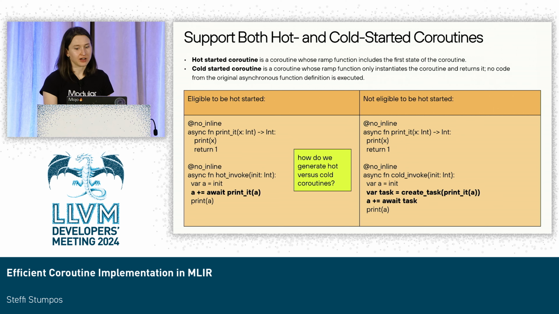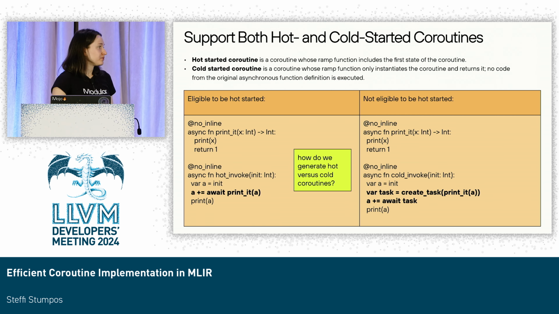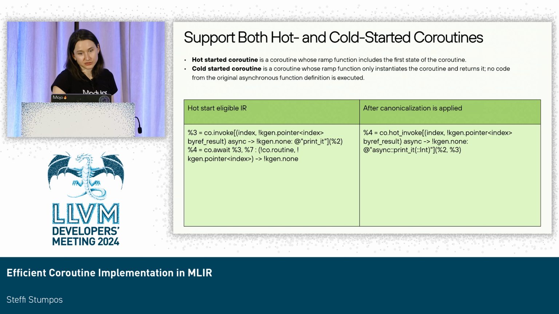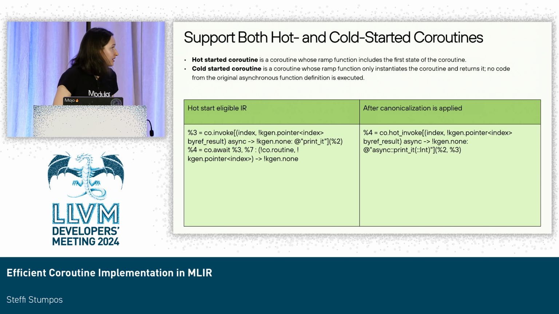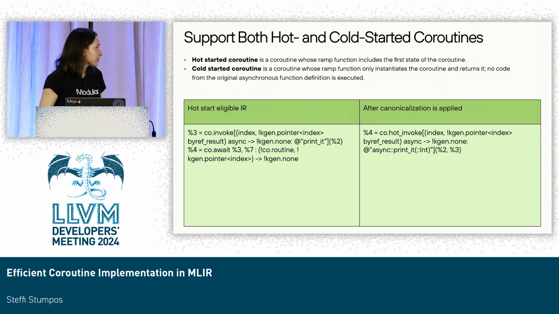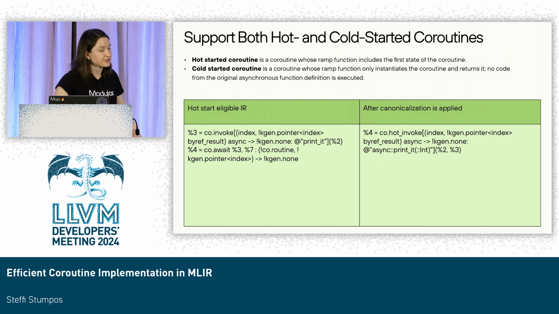So how do we generate hot versus cold coroutines? Well, they have different ramp functions, so we need to know ahead of time which ones are going to need which ramp function. So we're going to introduce a new representation for that. I'm calling it hot invoke here. And we want to transform the pattern on the left into the pattern on the right.